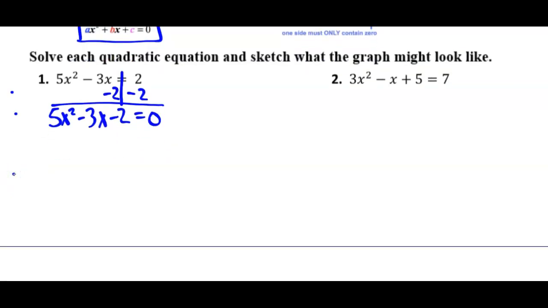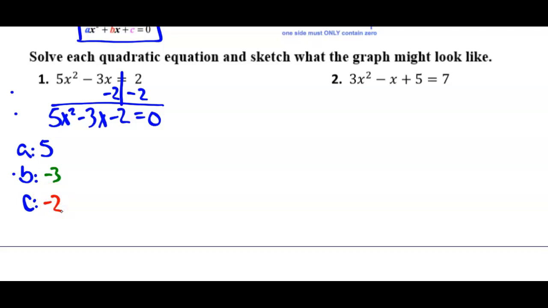Okay? So, first step, identify your a, my a, my b, and my c. What's my a? 5. What's my b? -3. What's my c? -2. And I can go from there.